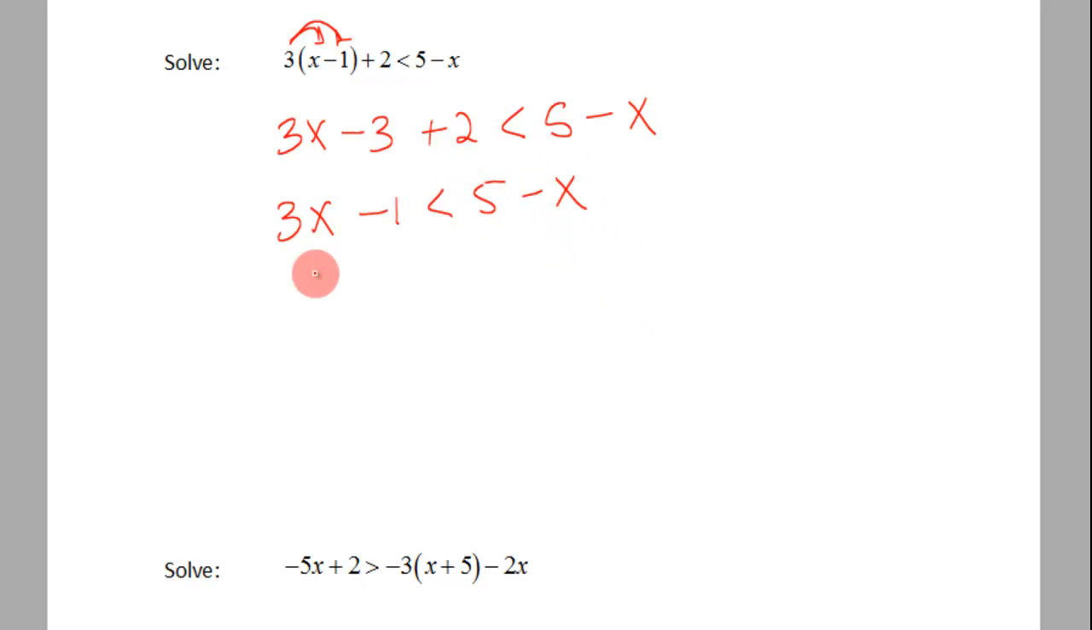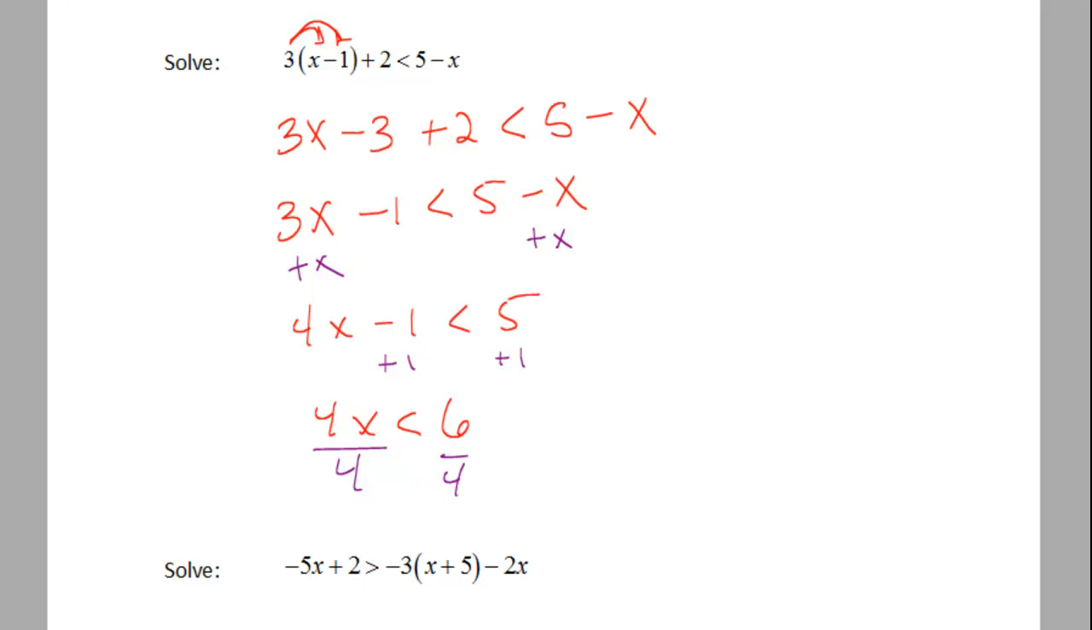Now my goal is to get the x's on one side and the numbers on the other, so I'm going to add an x there and there. So 4x minus 1 is less than 5. Add a 1. 4x is less than 6, and then divide by 4. I'm dividing by a positive, so I don't have to switch this sign. I get x is less than 6/4, but I'm going to reduce that. x is less than 3/2.